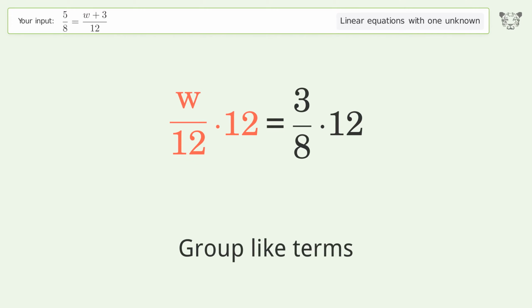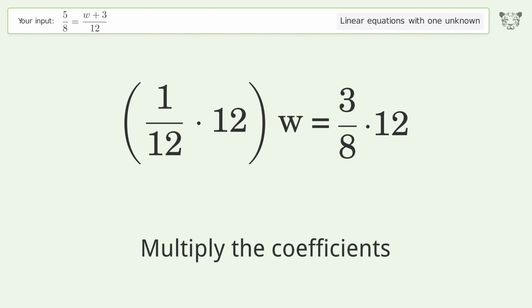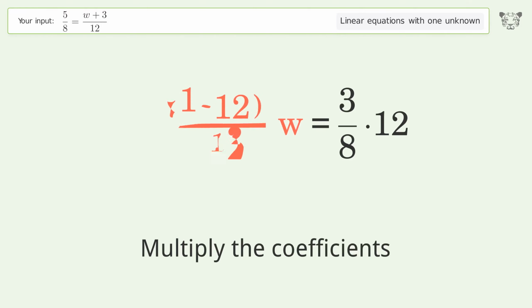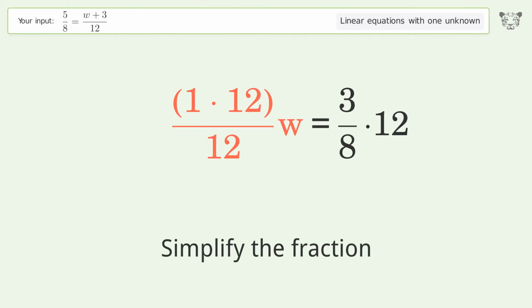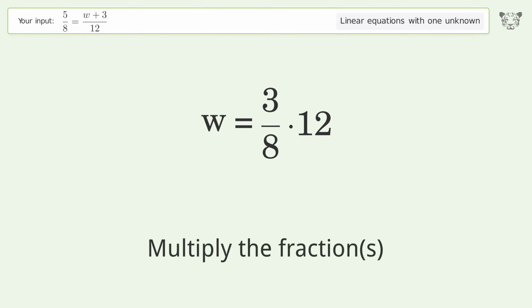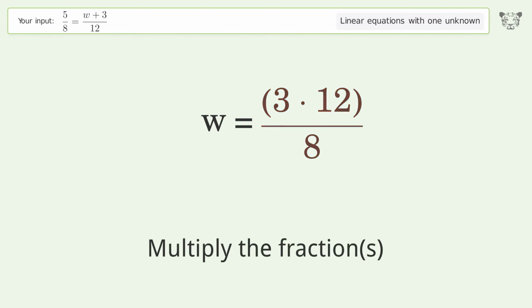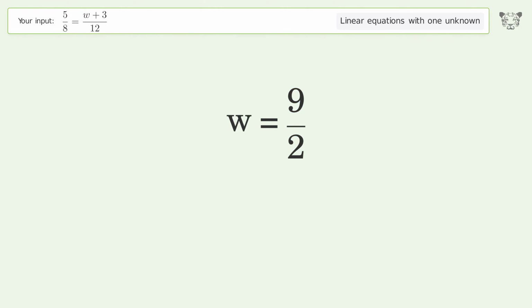Group like terms. Multiply the coefficients. Simplify the fraction. Multiply the fractions. Simplify the arithmetic. And so the final result is w equals 9/2.